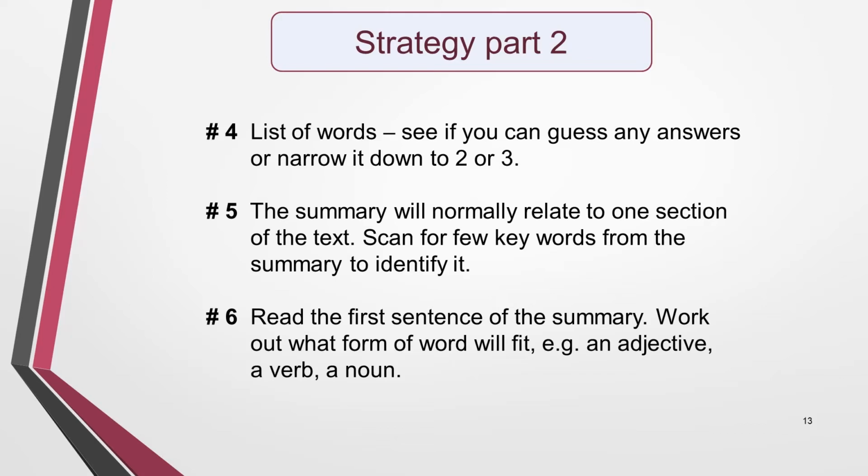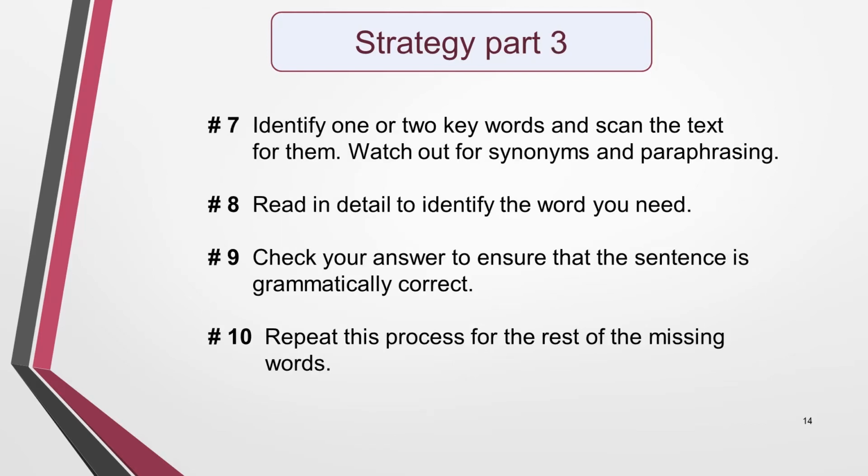Now read the first sentence of the summary with a gap in it. Try to work out what form of word will fit, such as an adjective, the past tense of a verb, or a noun. You may even be able to predict the missing word itself or a synonym. Identify 1 or 2 key words and scan the section of text for them, watching out for synonyms and paraphrasing.